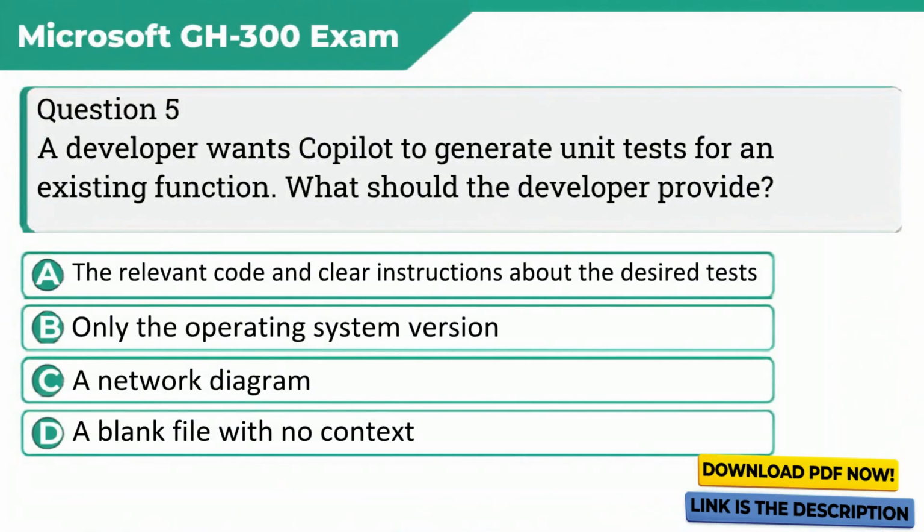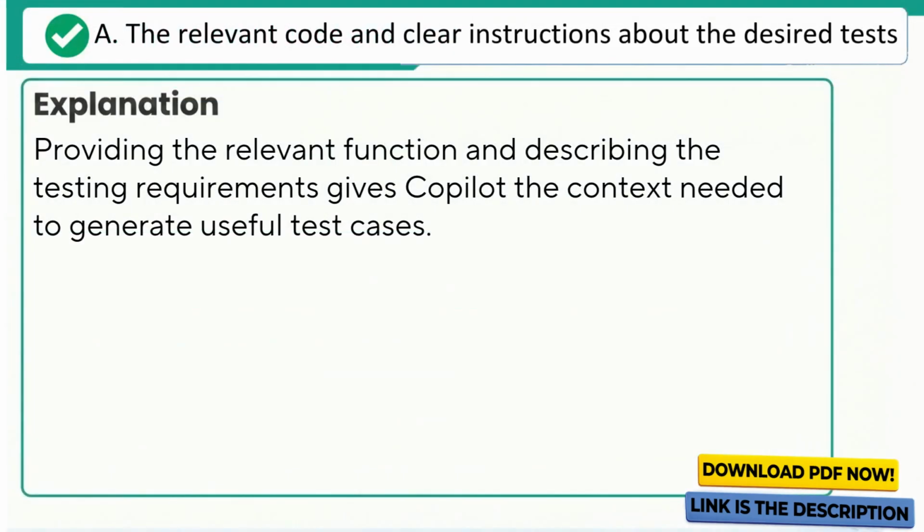Question 5. A developer wants Copilot to generate unit tests for an existing function. What should the developer provide? A. The relevant code and clear instructions about the desired tests. B. Only the operating system version. C. A network diagram. D. A blank file with no context. Correct answer, A. The relevant code and clear instructions about the desired tests. Explanation. Providing the relevant function and describing the testing requirements gives Copilot the context needed to generate useful test cases.